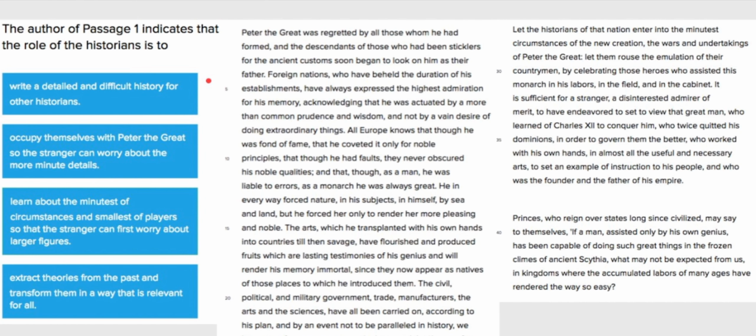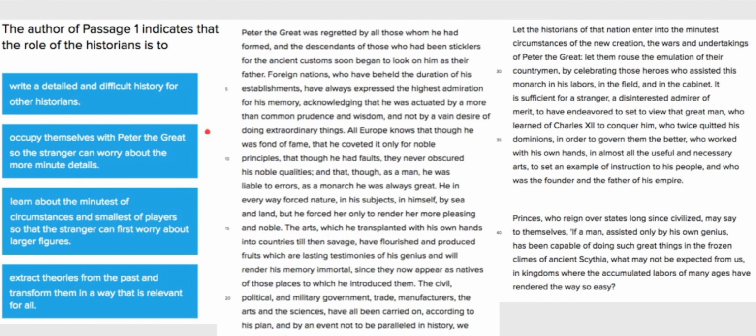Write a detailed and difficult history for other historians. The role of historians is to write a detailed and difficult history for other historians. Well, that already seems like a little bit of a judgment on detailed and difficult history. It seems strange that historians, we don't see anything here about historians writing for other historians. It seems like they're actually writing for their countrymen right here, and nothing about the need to write a difficult history. So I'm going to eliminate that.